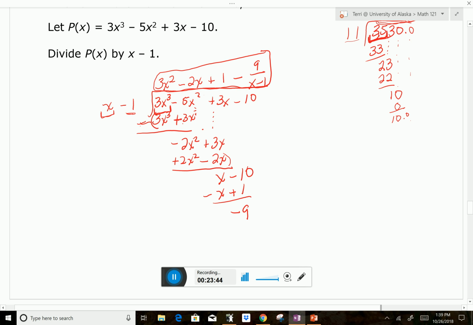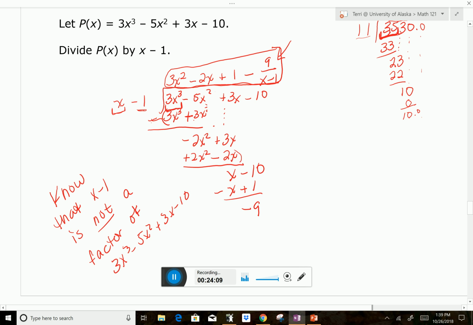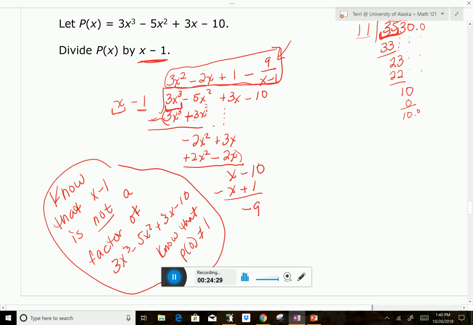And we can find out some things. Now we know some things. Since there's a remainder, we know that x minus 1 is not a factor of 3x cubed minus 5x squared plus 3x minus 10 by the fundamental theorem of algebra. And we also know that p of 0 is not equal to 1 because we did x minus 1. So we know this information.